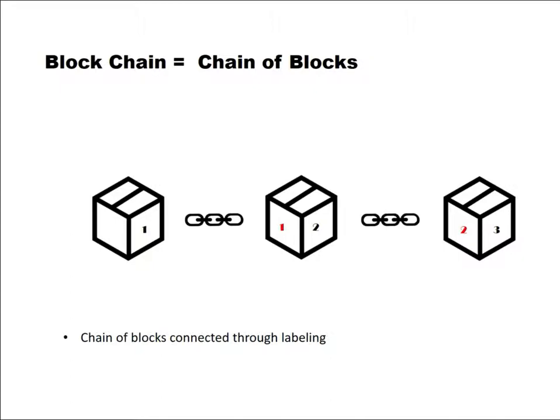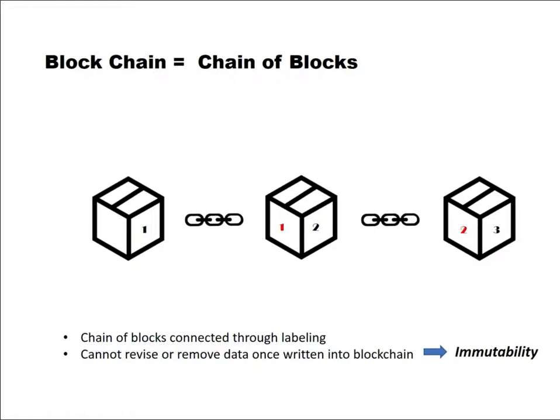What is special about this way of storing information? The most important feature here is that once information is written into a blockchain, it cannot be revised or removed. And this is something called immutability. In other words, the data in a blockchain cannot be changed.